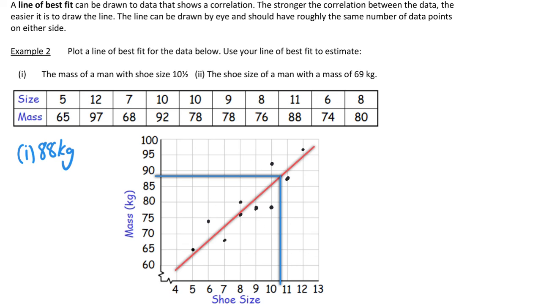Then we could try for 69 kilograms. So same idea, we move across from 69 and then from where the line hits the line of best fit, we draw a line down again. And we can say that the shoe size would be approximately somewhere between 6 and 6.5, probably closer to 6.5. So we'll say 6.5 shoe size. We don't really get 6 1/4 or 6 1/3, so it would be 6 or 6.5, and it's closer to 6.5, so we'll go for that.